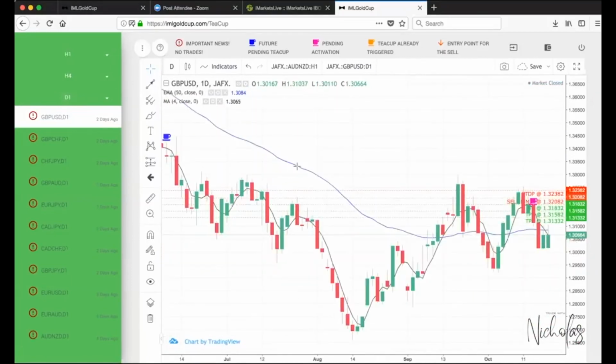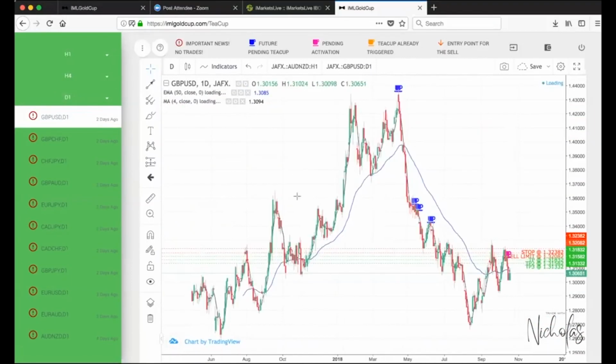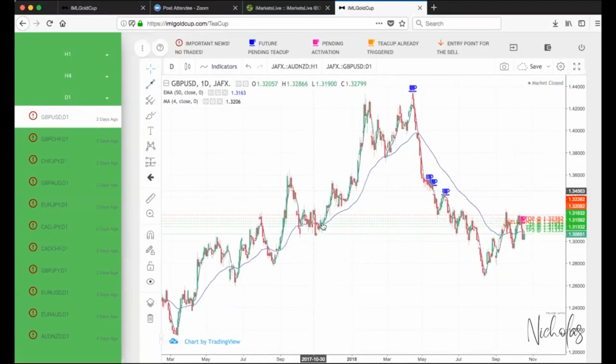So I'm on the daily. Now let's see what happened when these moving averages cross. This one crossed right here. How many pips is this, guys? Whoa, 1,216 pips. Just from this point right here. And this is over some days.